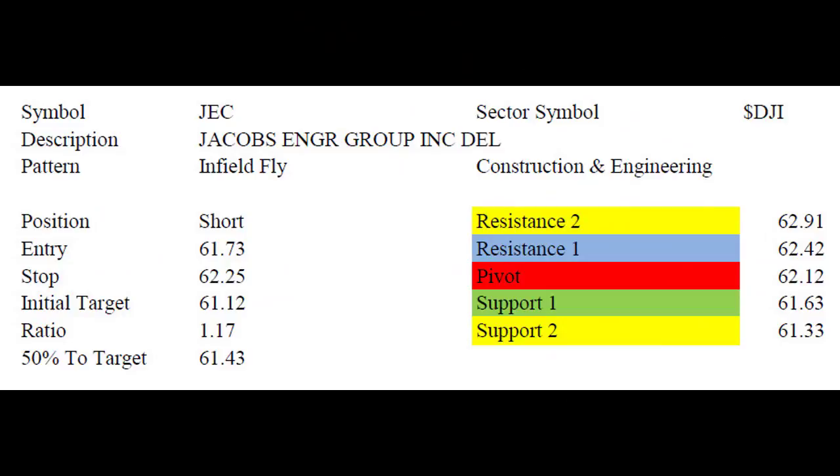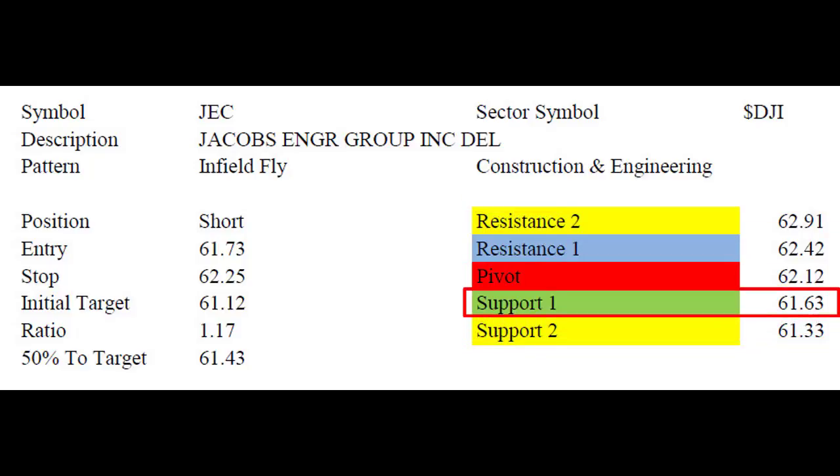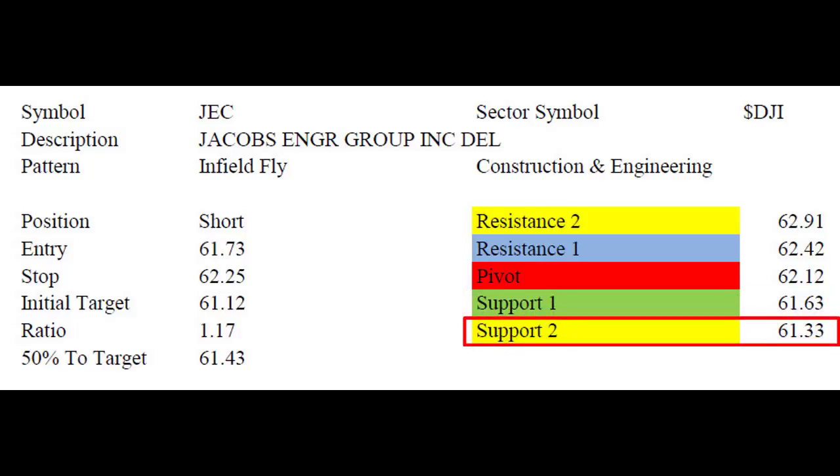So let's have a look at the trading plan. Again, this is JEC, an infield fly short side setup. The entry on this one, $61.73. The stop, $62.25. The initial target, $61.12. The 50% to target level, $61.43. And over here we see that once we get short this stock at $61.73, it's going to have to move down through S1 at $61.63, and also is going to have to get down through S2, $61.33, on the way to that $61.12 target.